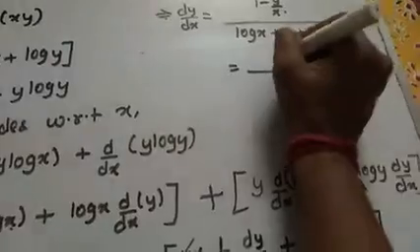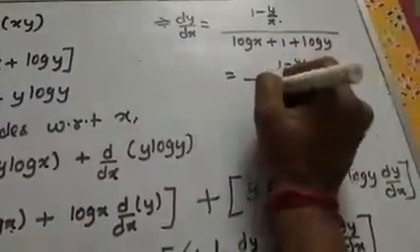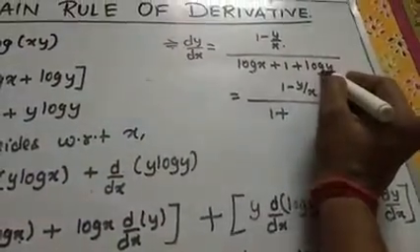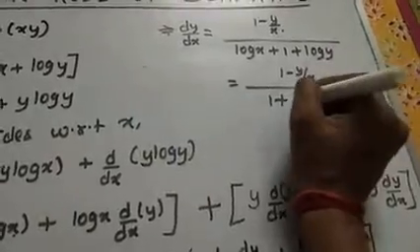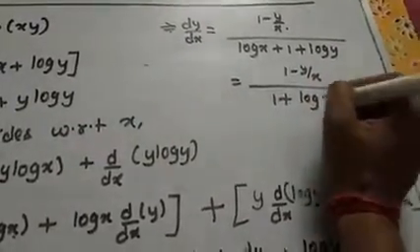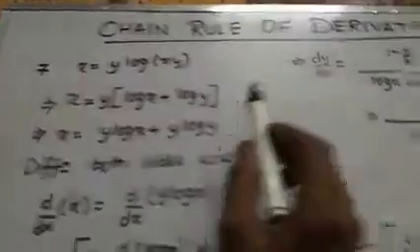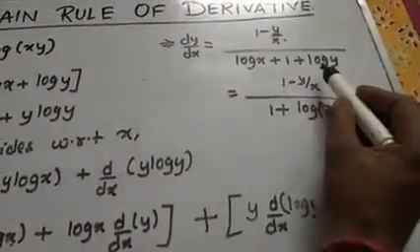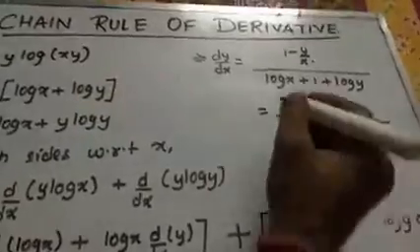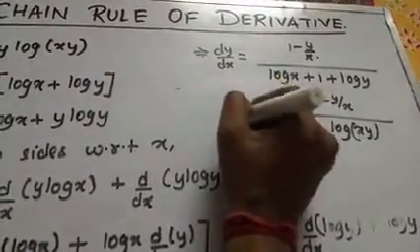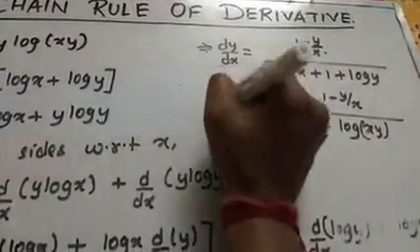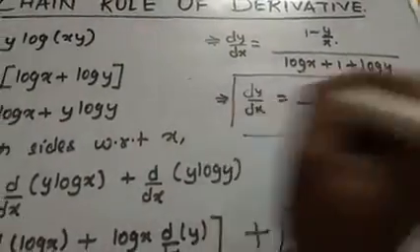Or one more step we can simplify in this way: log x plus log y, we can write as log xy. In the first step of the question we wrote log xy as log x plus log y. Similarly we are writing here log x plus log y as log of xy. So this is your final answer for dy by dx. Clear?